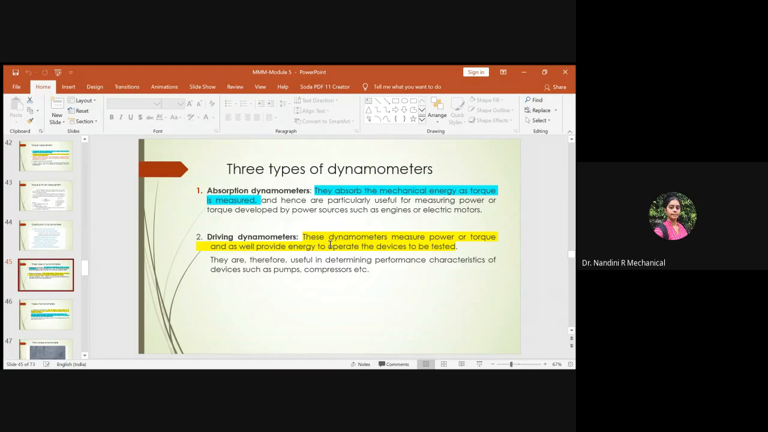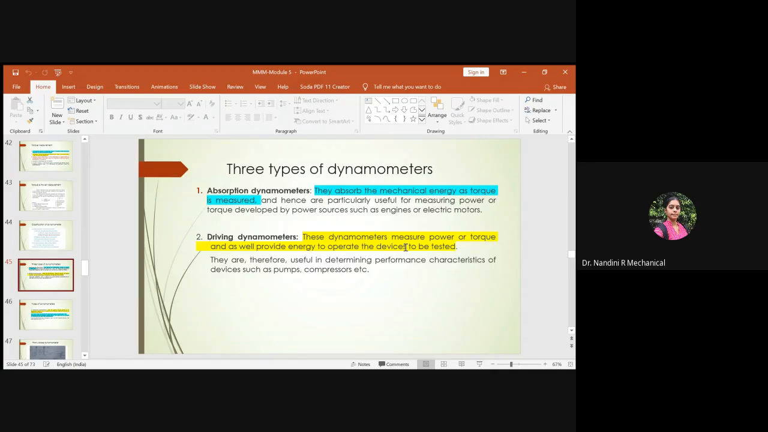But driving dynamometer is quite different. What happens? It helps the device to be operated and to be tested. That's what it helps in driving the machine you are using. So these dynamometers measure power or torque. Along with that, they also provide energy to operate the devices to be tested.